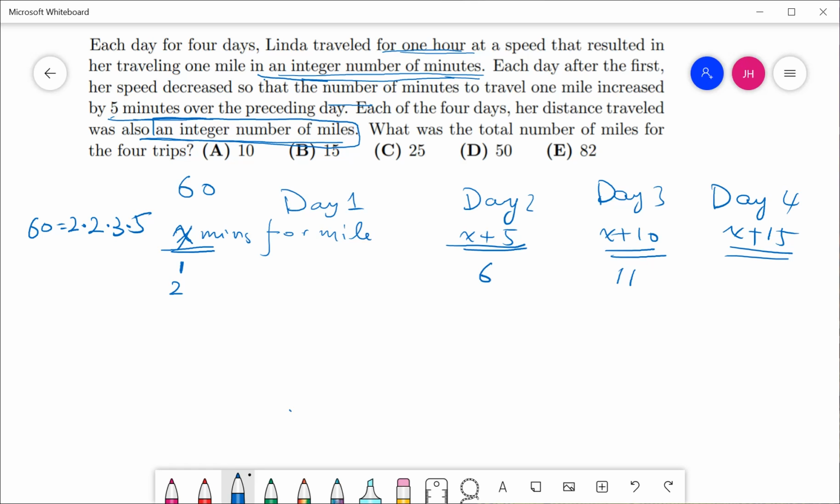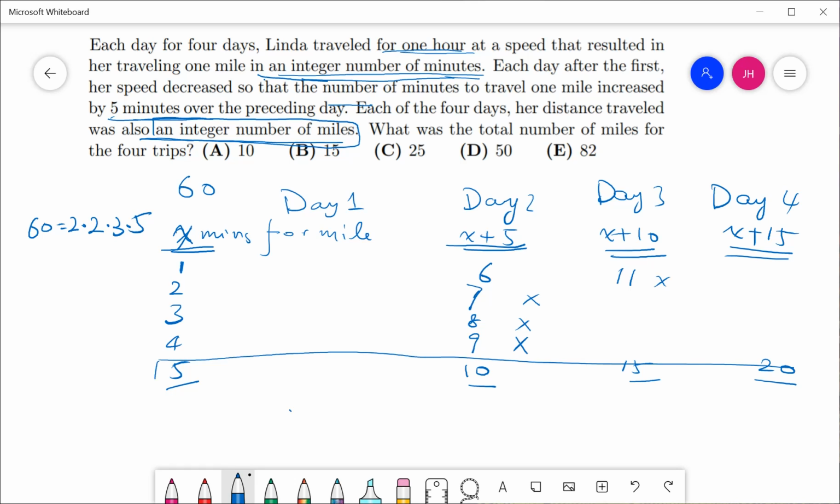How about 2? So that's 2. So that's 7. So that's wrong. Okay. Then how about 3? 3 is a factor of 60. And then X plus 5, that's 8. That's not good. 8 is not a factor of 60. How about 4? And then this is 9. So that's not a factor. How about 5? So 5 and 10 and 15 and 20. Look at these numbers. They are all factors of 60. So this is a good choice.